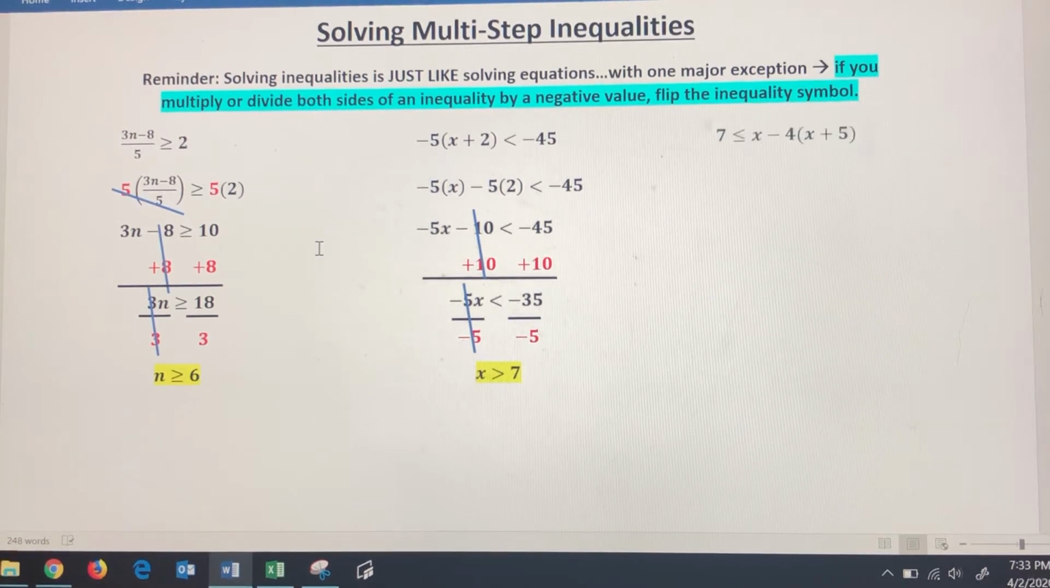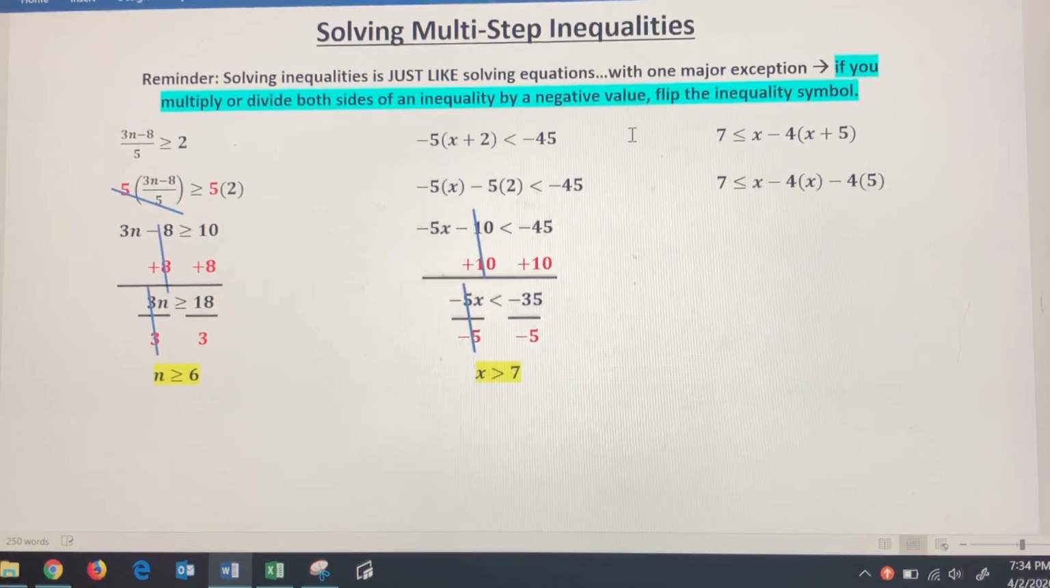All right, third example is going to show up now. We've got 7 less than or equal to x minus 4 times (x plus 5). We're going to have to distribute here a negative 4 times x and a negative 4 times 5. So you see the negative 4 times the x, and you also see the negative 4 times the 5. Most common mistake here with most students, they multiply the negative 4 times the x, so this term is correct, but they forget to multiply the negative 4 times the 5, and this term is incorrect.